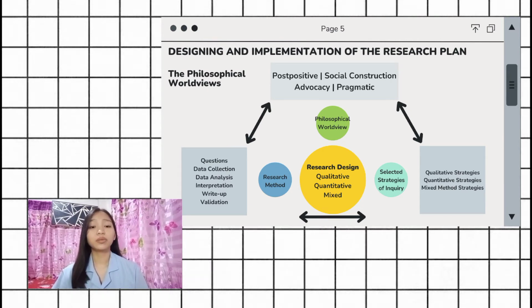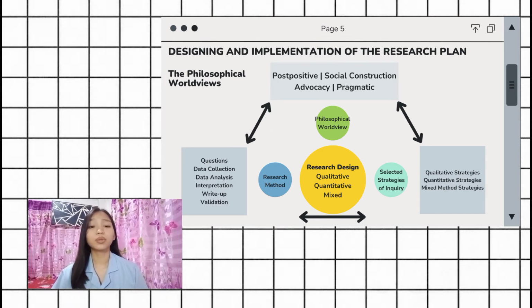In the philosophical worldviews, the term worldview means a basic set of beliefs that guide action. There are 4 worldviews. Those are post-positive, social construction, advocacy, and pragmatic.